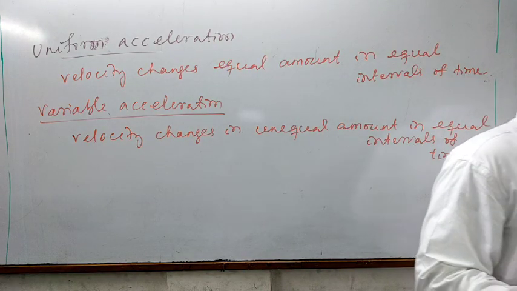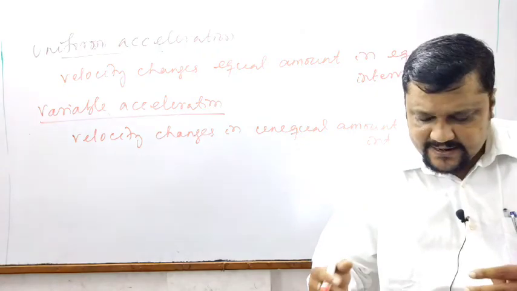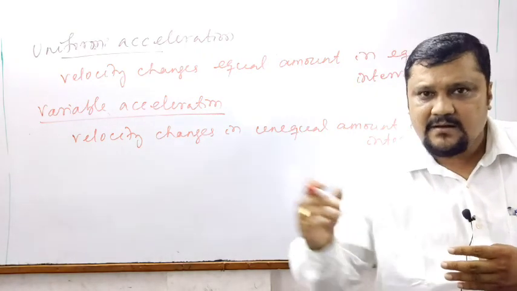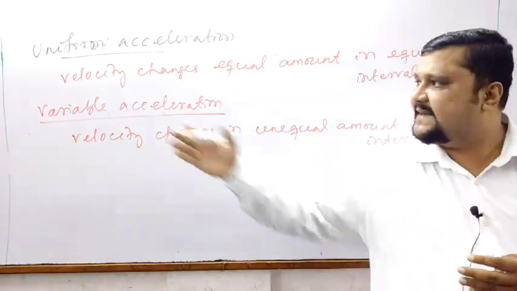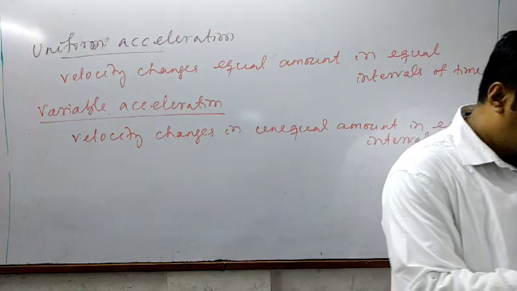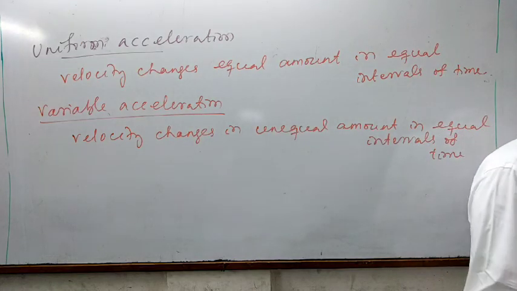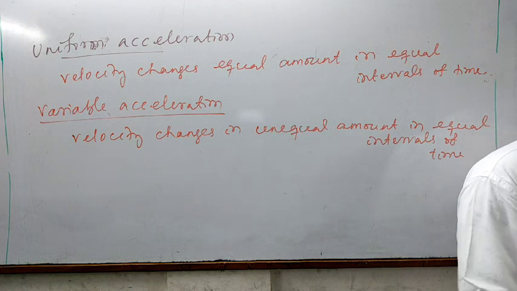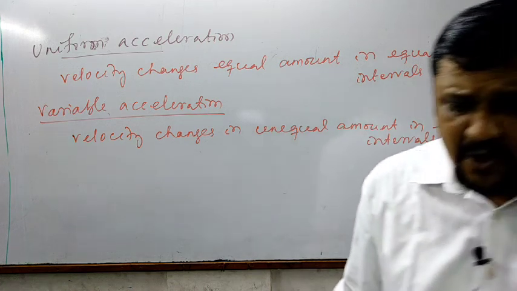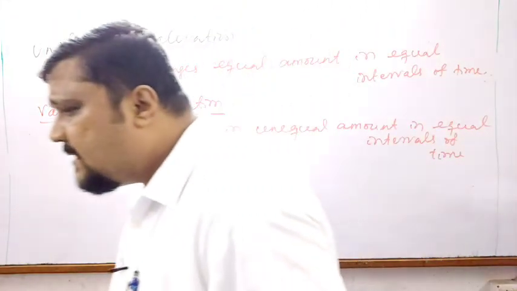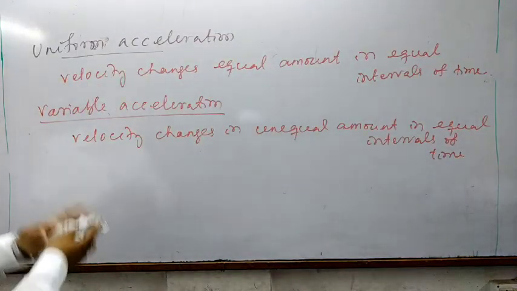So if the change in velocity of the body in equal intervals of time is not the same, then it is a variable or non-uniform acceleration. Is that clear? So this is the uniform and non-uniform acceleration. Now if the body is in non-uniform acceleration, then what will we find? We will go for the average acceleration.